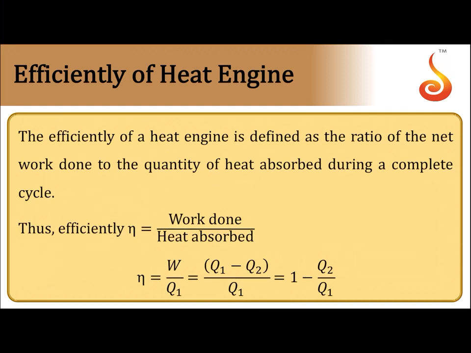So the efficiency of a heat engine is given by work done divided by heat absorbed per cycle, so W divided by Q1. If Q2 is the heat rejected to the sink, then Q1 minus Q2 gives you W from conservation of energy. Then (Q1 minus Q2) divided by Q1 will give you eta, that is efficiency, which is equal to 1 minus Q2 by Q1.